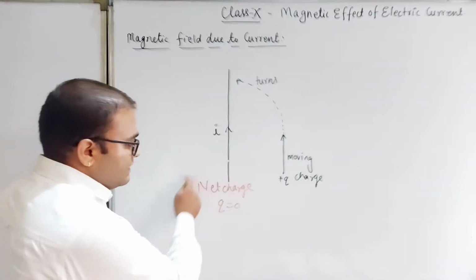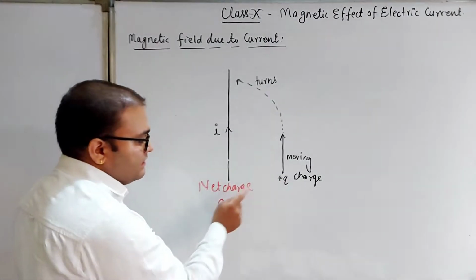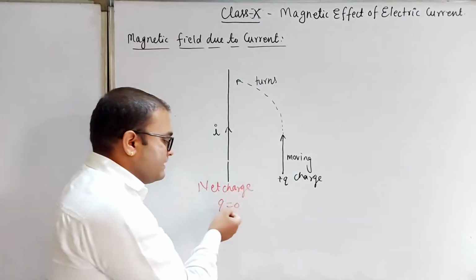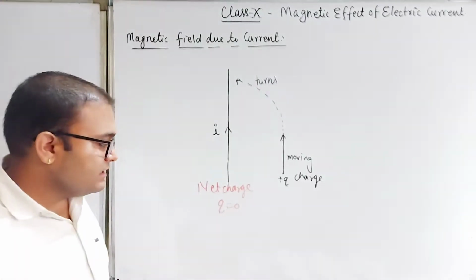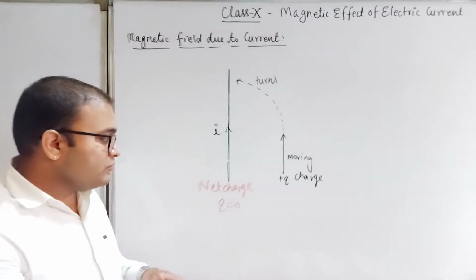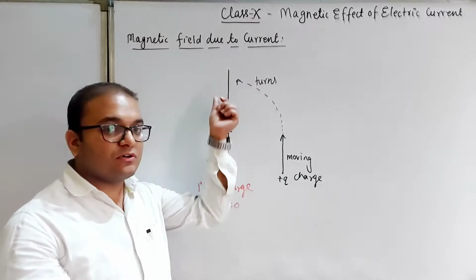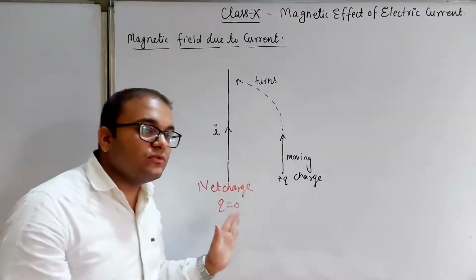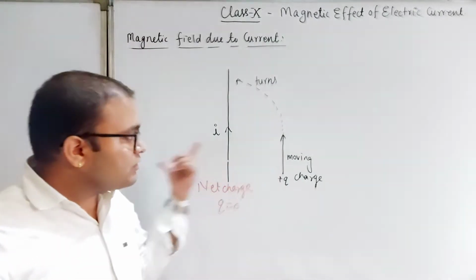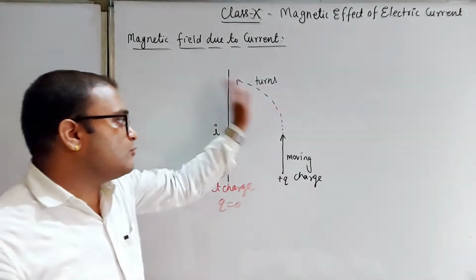So if the net charge is 0, we cannot say that the force on this plus q charge is due to any other charge. It means the force is not due to the electric field, because the net charge on this conductor is 0. And this is a non-contact force, but experimentally some force is there.